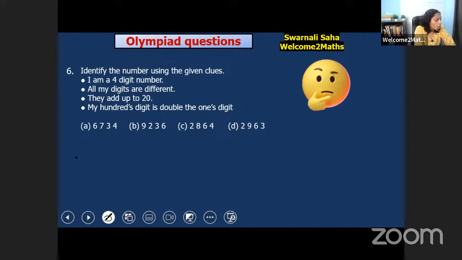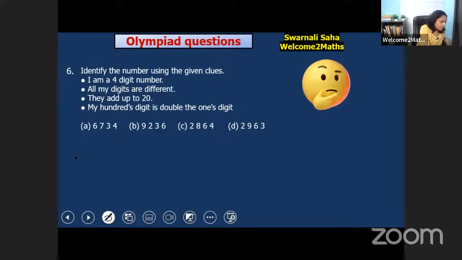The next clue is all my digits are different. And you can see that in all options, all the digits are different. So what do we have to do? Let's check the next clue, that they add up to 20. But we would have to add all the digits and it will take so much time. So we have to check the next clue.